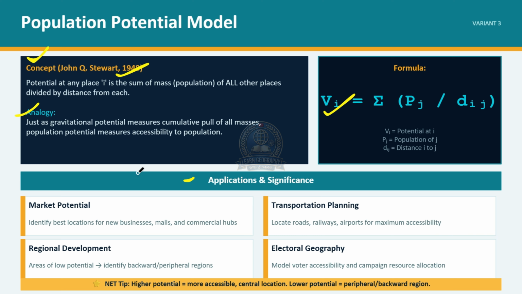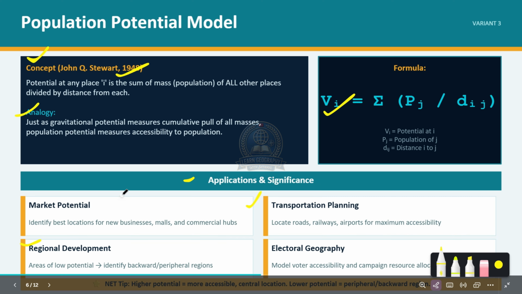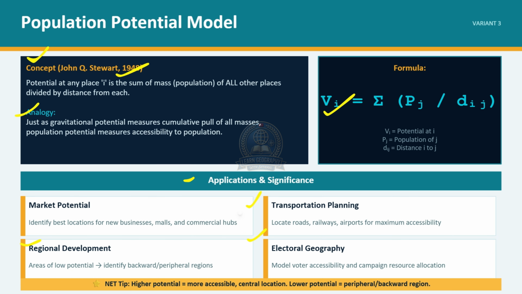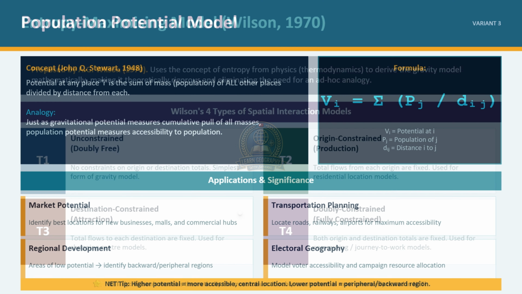Applications and significance. Market potential: identify the best locations for new businesses, malls and commercial hubs. Transport planning: locate routes, railways and airports for maximum accessibility. Regional development: areas of low potential help identify backward and peripheral regions. Electoral geography: model voter accessibility and campaign resource allocation. Higher potential means a more accessible, central location, and lower potential means a peripheral or backward region.